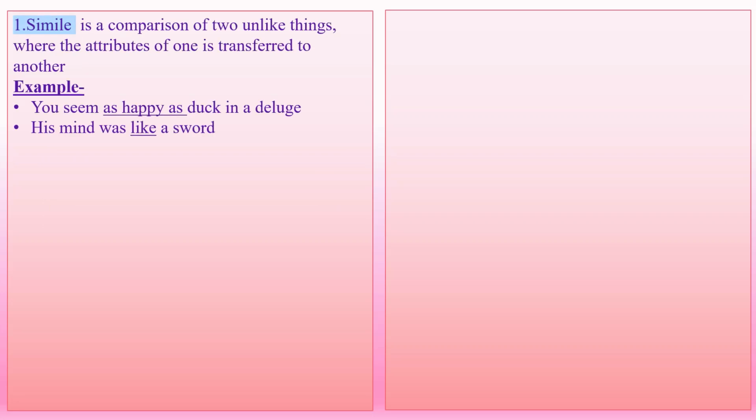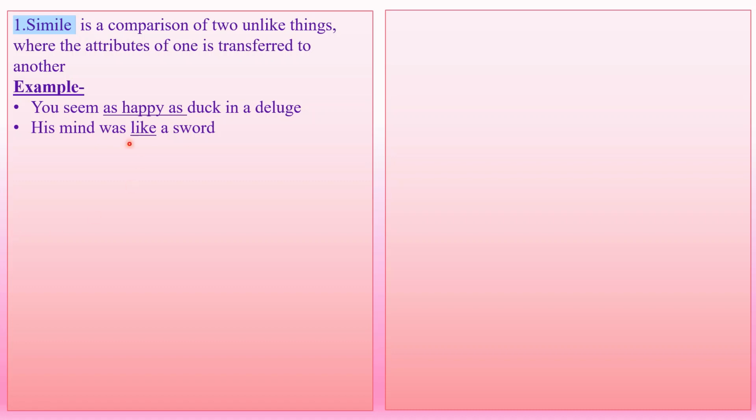Now let us see the most commonly used figures of speech based on comparison. The first one is simile. Simile is a comparison of two unlikely things where the attributes of one are transferred to another. In the given examples, the first one: you seem as happy as a duck in a deluge. Second one: his mind was like a sword.